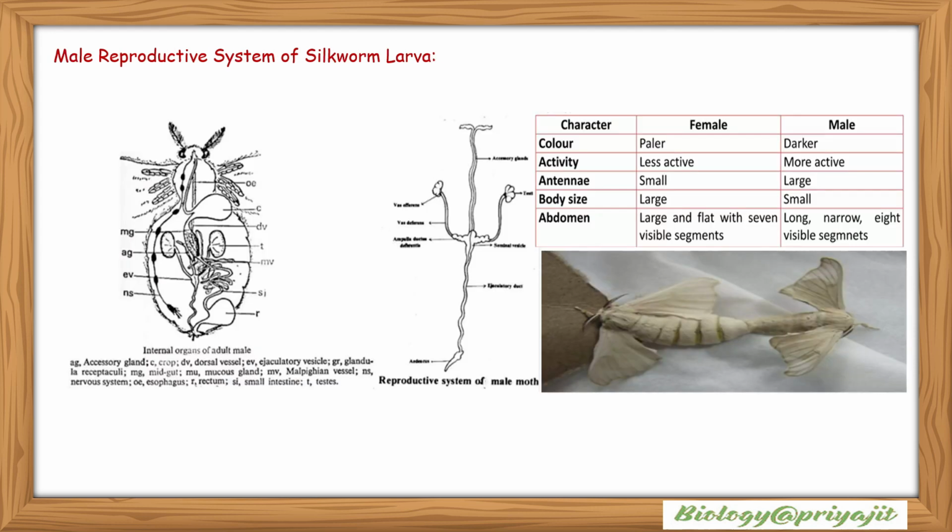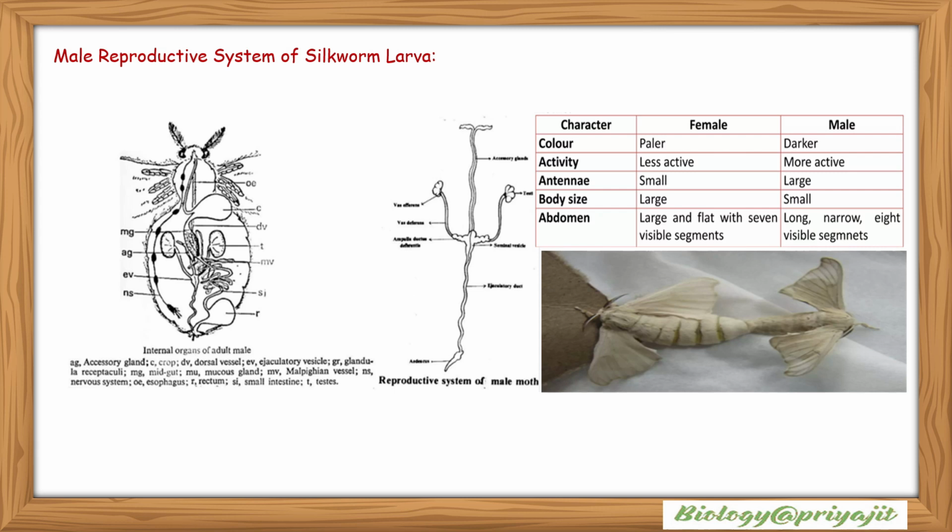The male reproductive system of the silkworm. The male reproductive system of silkworm moth includes two testes, each composed of numerous small tubes that produce sperm. The sperm travels from the testes through the vasa deferentia, which lead to the ejaculatory duct. Accessory glands secrete fluids that facilitate sperm transfer during mating. The aedeagus, the male copulatory organ, is used to deliver sperm into the female during copulation.